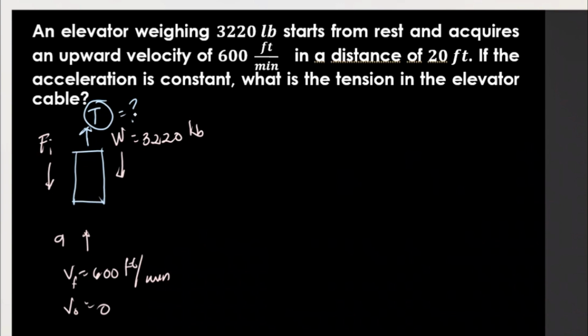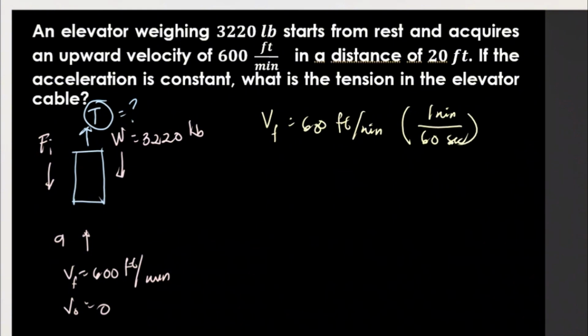To solve this problem, let's resolve this velocity. It is stated here that the final velocity is equal to 600 feet per minute. So let's first resolve this to feet per second. That is multiplied by 1 minute over 60 seconds. So our final velocity in terms of feet per second is 10 feet per second. That is our final velocity.